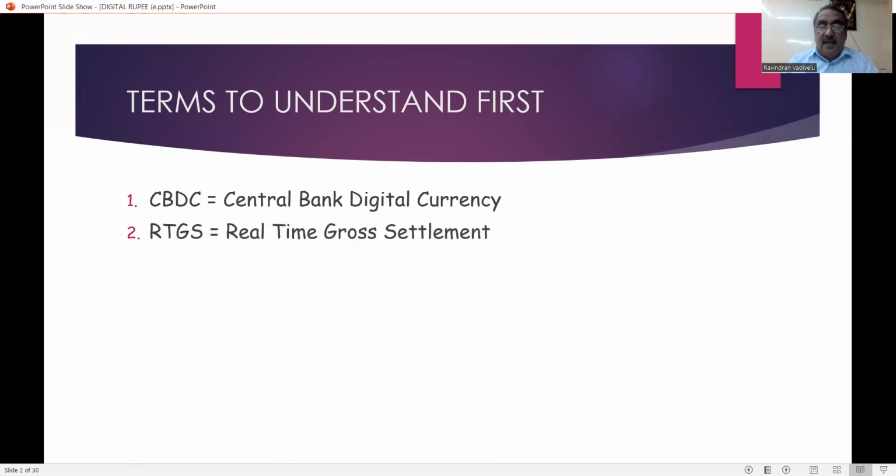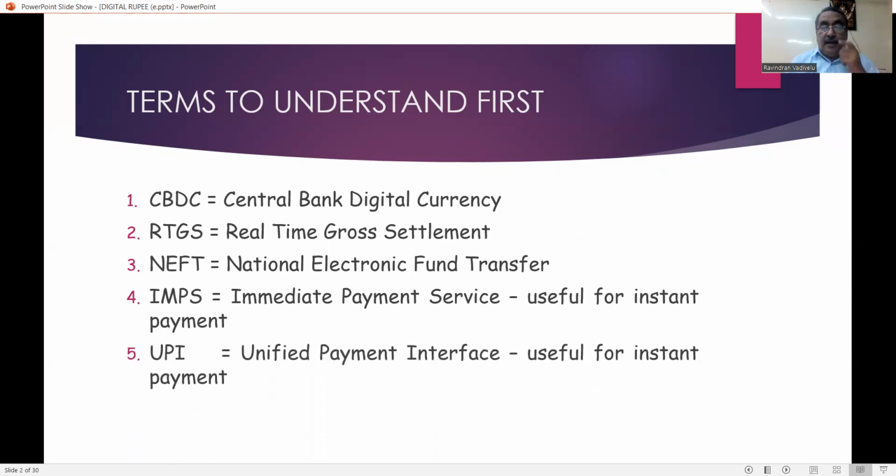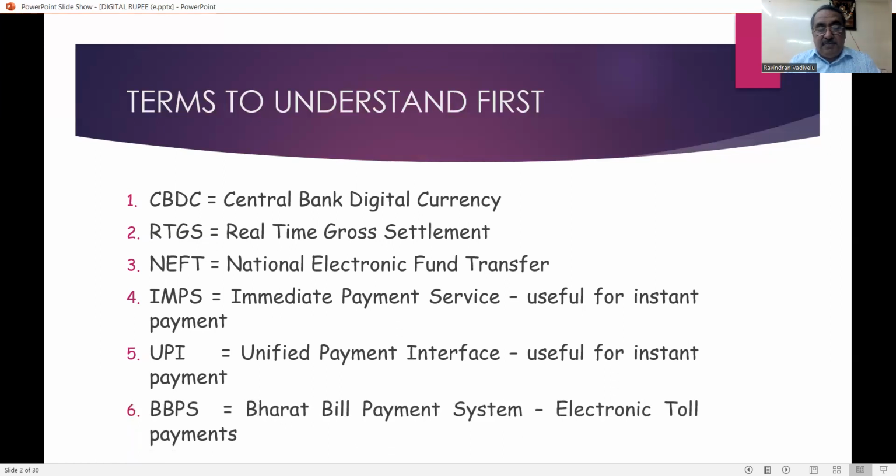RTGS, you know it, is Real-Time Gross Settlement, and NEFT is National Electronic Fund Transfer, and IMPS is Immediate Payment Service. Whenever you make a payment, this IMPS is used, so the fund is transferred immediately, useful for instant payment. And UPI is Unified Payment Interface. This is also used for instant payment by the customers. BBPS is Bharat Bill Payment System, which is used in the electronic toll system.